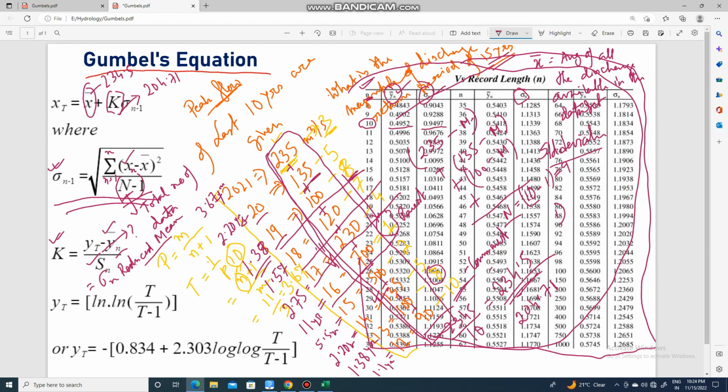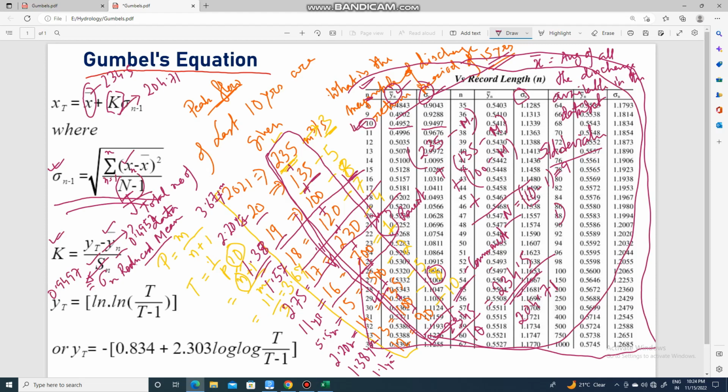So this Yn bar, the reduced mean, becomes 0.4952, and this reduced standard deviation becomes 0.9497.